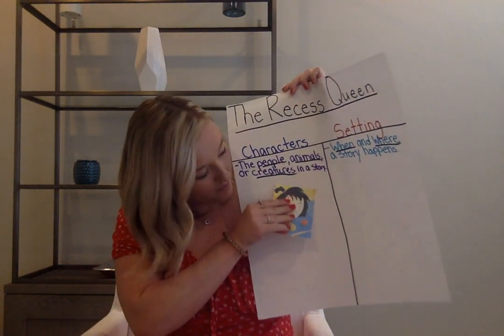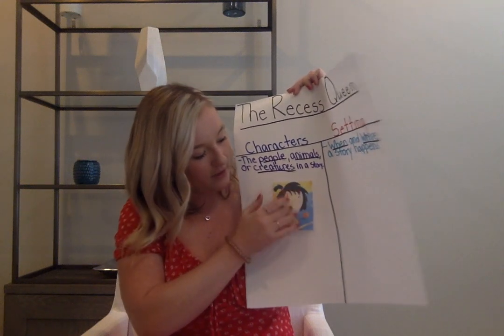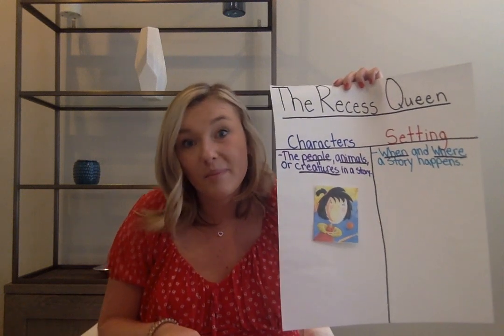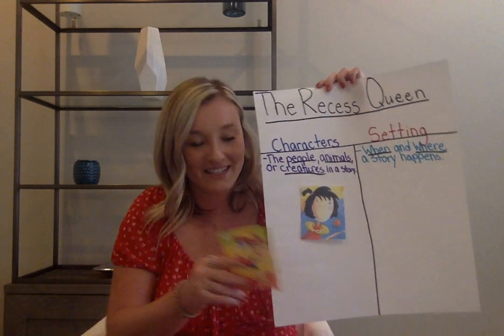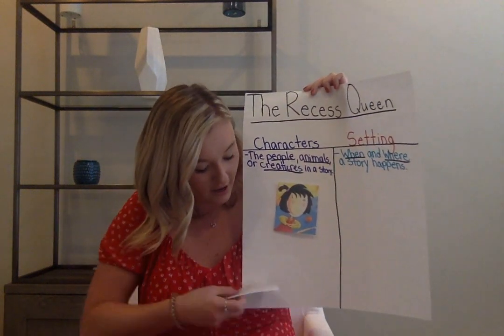We said Mean Jean was the first character that the author introduced to us. And then the second character, the person that got Mean Jean to change her mind about being nice on the playground was, yes, Katie Sue. So these are our two characters.